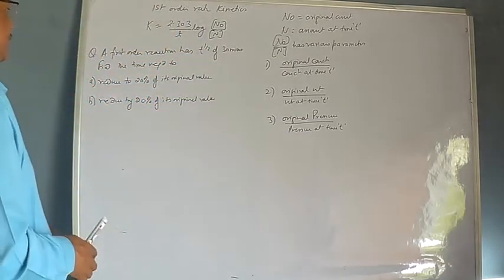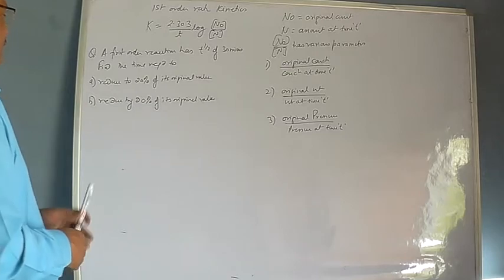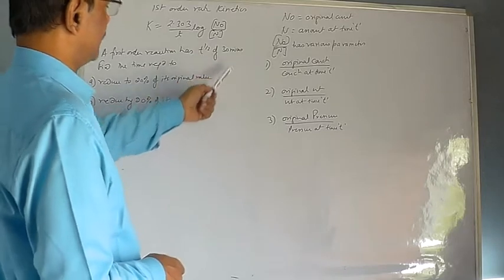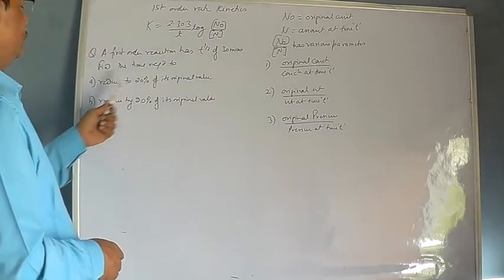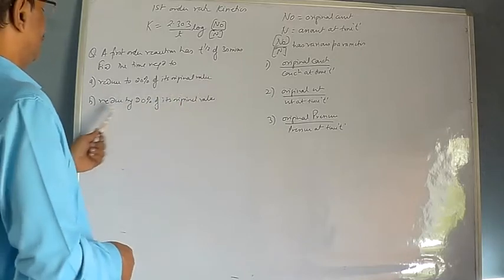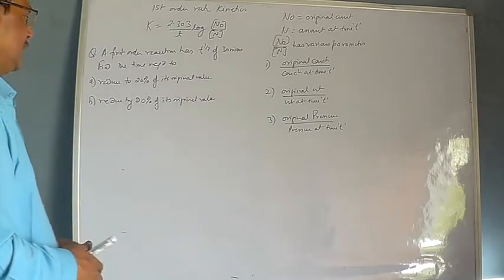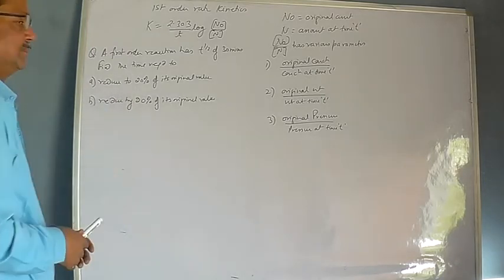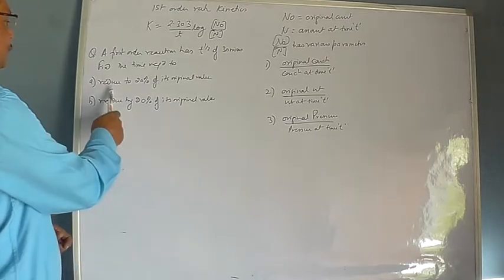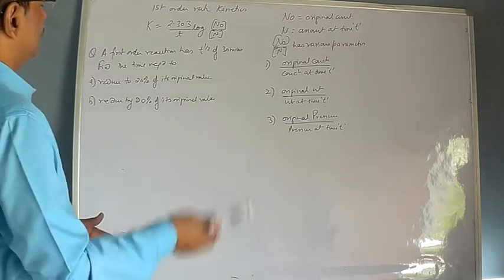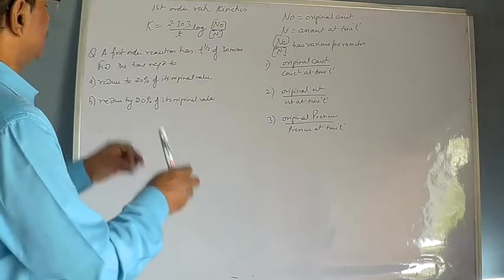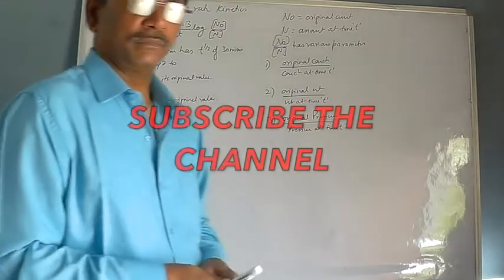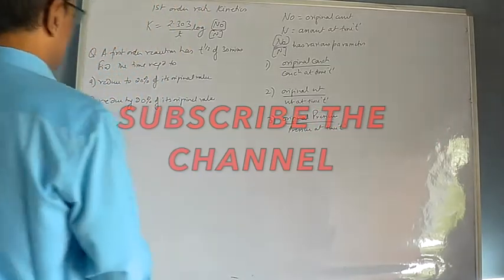So class, now let us have a numerical. A first order reaction has t half, that is half life, of 30 minutes. Find the time required to reduce to 20% of original value, and to reduce by 20% of original value. Class, as we are solving two numericals whose statements are more or less the same but have different meanings: reduce to 20% means the amount left is 20%, reduced by 20% means the amount left is 80%. Please remember these two things. So class, let us solve the first one.